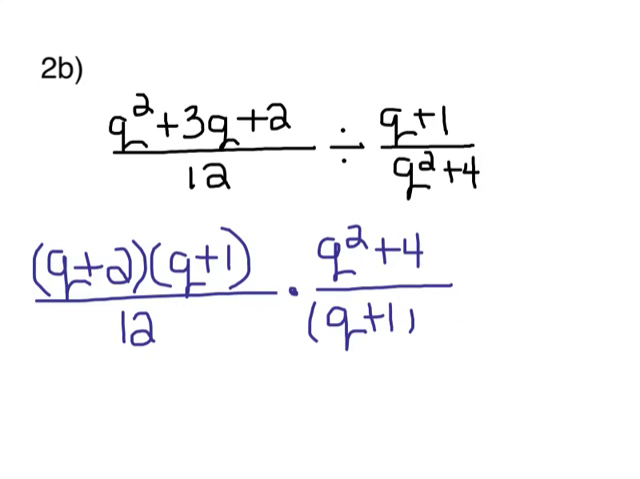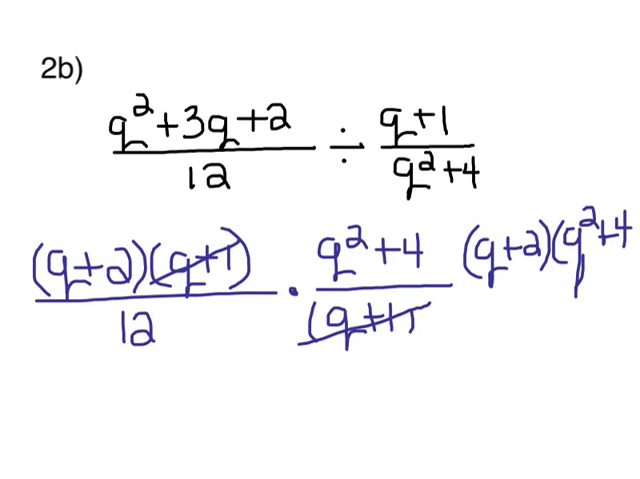So we can now start reducing. We have a q plus 1 on the top and a q plus 1 on the bottom, which reduce together. And now our answer will be q plus 2 times q squared plus 4 over 12.